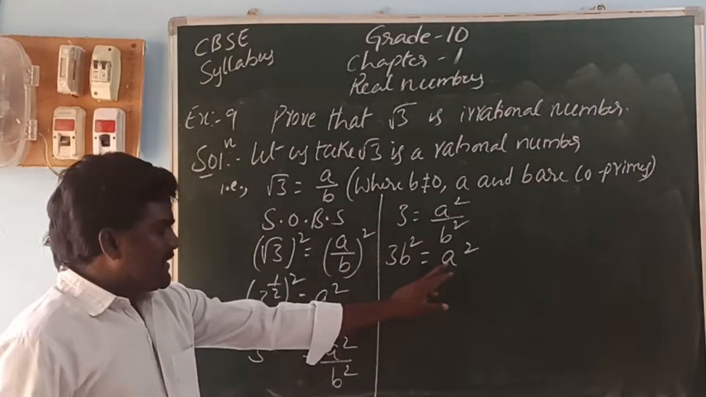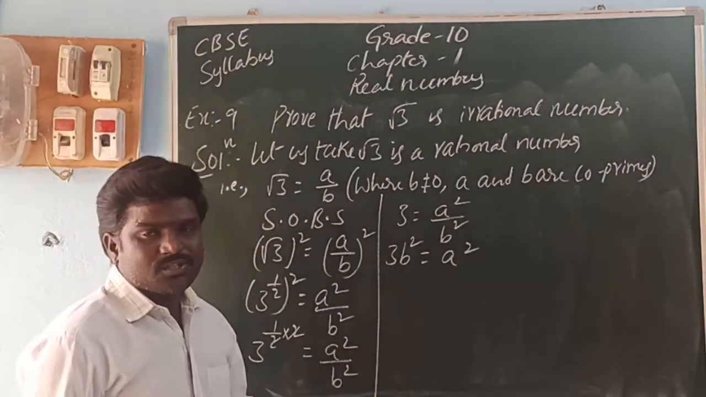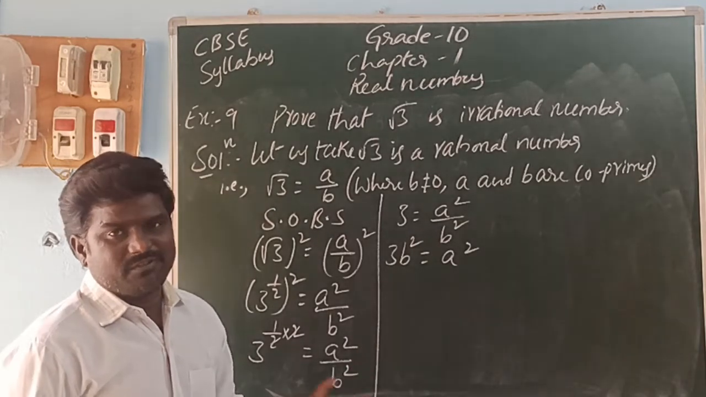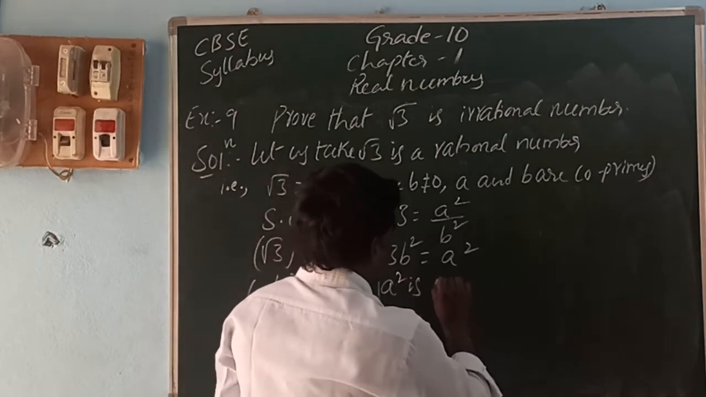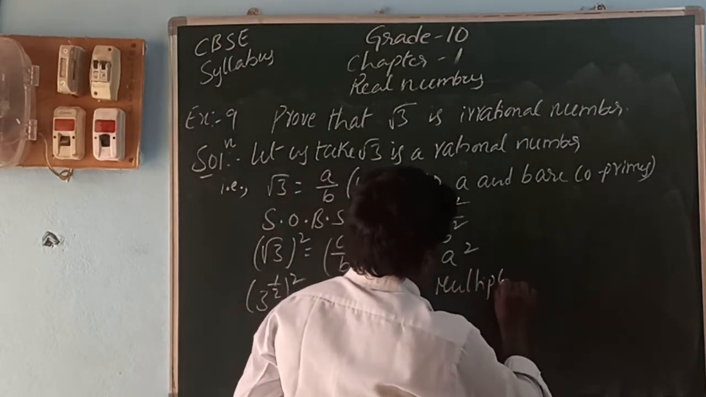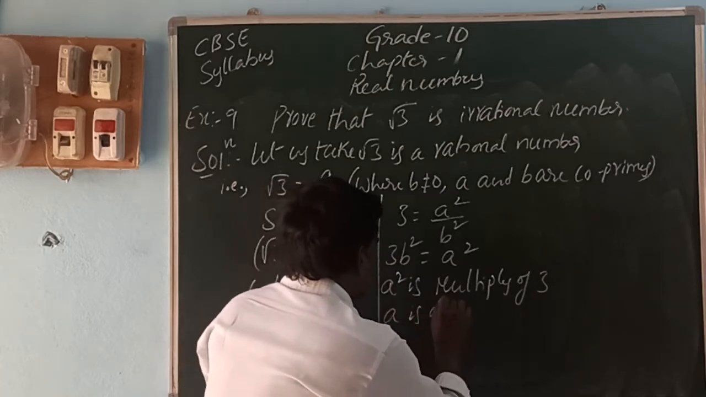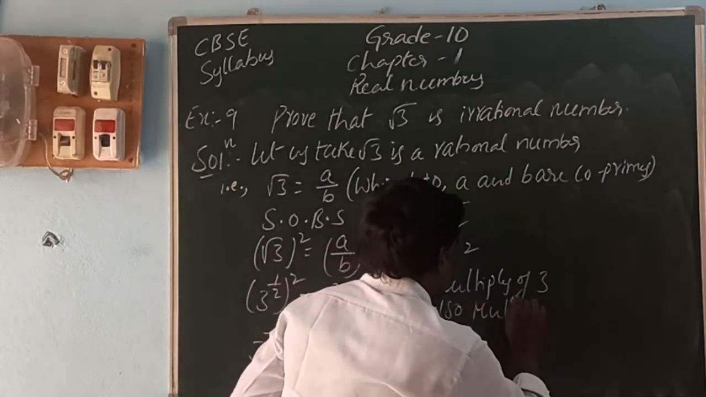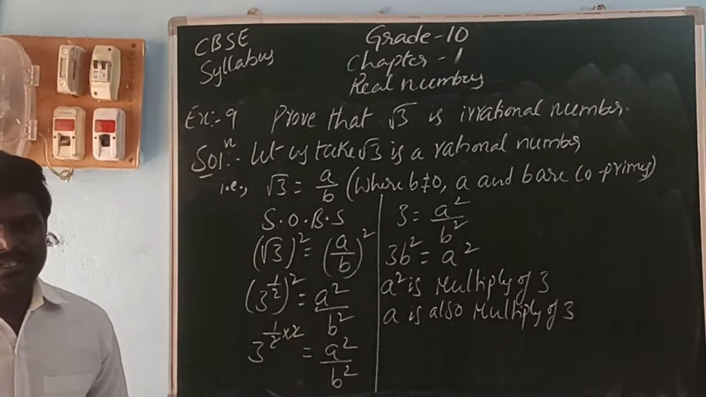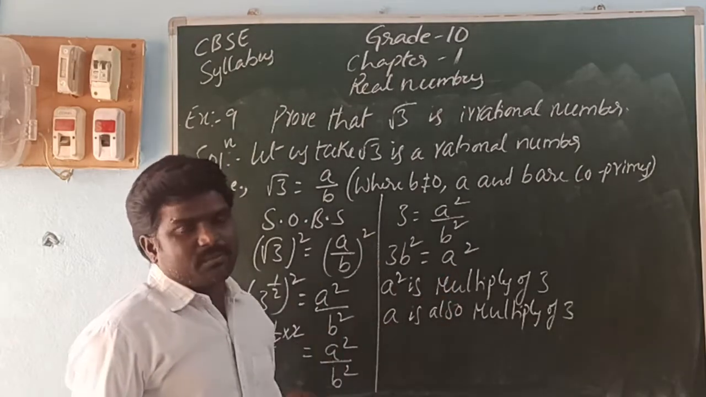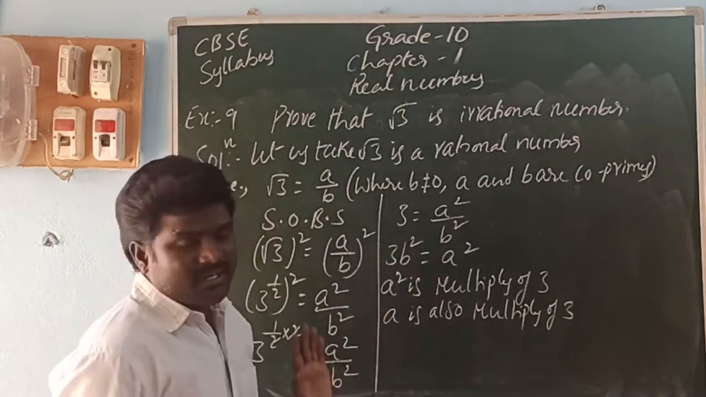So here a square is a multiple of 3. Then we know that a is also a multiple of 3. Multiple is nothing but divisible. That means when it is divided by 3, the remainder is 0. So 3 divides a square, and the remainder is 0.